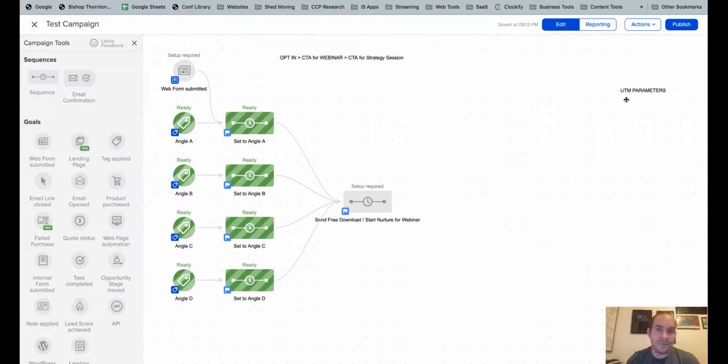Another thing, and I don't know if this is what you're looking for or not, but considering the nature of what you're describing here, I would also consider using UTM parameters where applicable. That might help with tracking as well. You can capture information that way also.